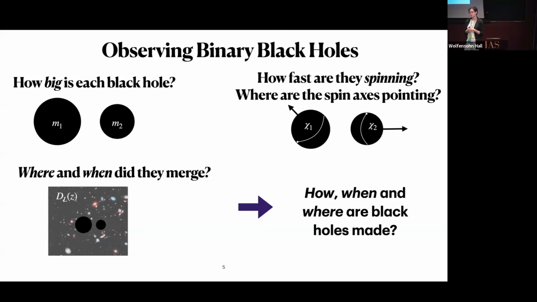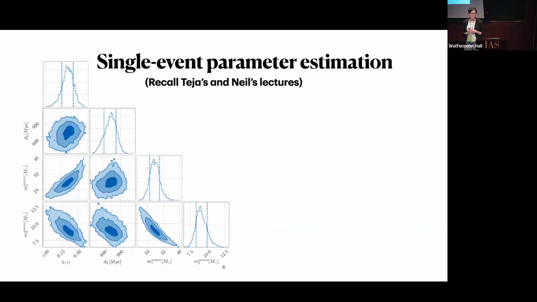And then we also measure the luminosity distance to the source, which, if we know cosmology, tells us the gravitational redshift of the source. And that allows us to translate from detector frame masses to source frame masses. It also tells us how old the universe was when the source merged, and allows us to learn about the evolution of the population of black holes over cosmic time, for example. So all these properties together when we look at them on a population level, are telling us how, when, and where black holes are made.